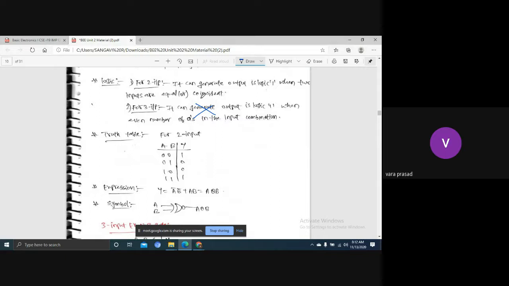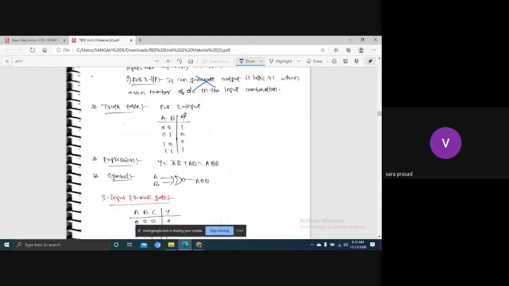Now for two inputs, you can take four combinations of A and B: 0 0, 0 1, 1 0, 1 1. If the two inputs are equal, A is 0, B is 0, output is 1. Not equal, output is 0. Not equal, output is 0. Equal, output is 1.